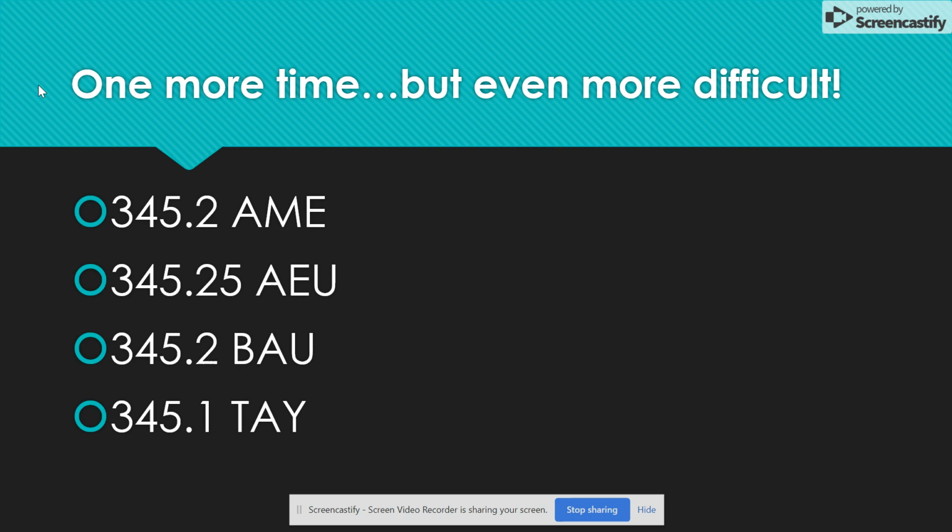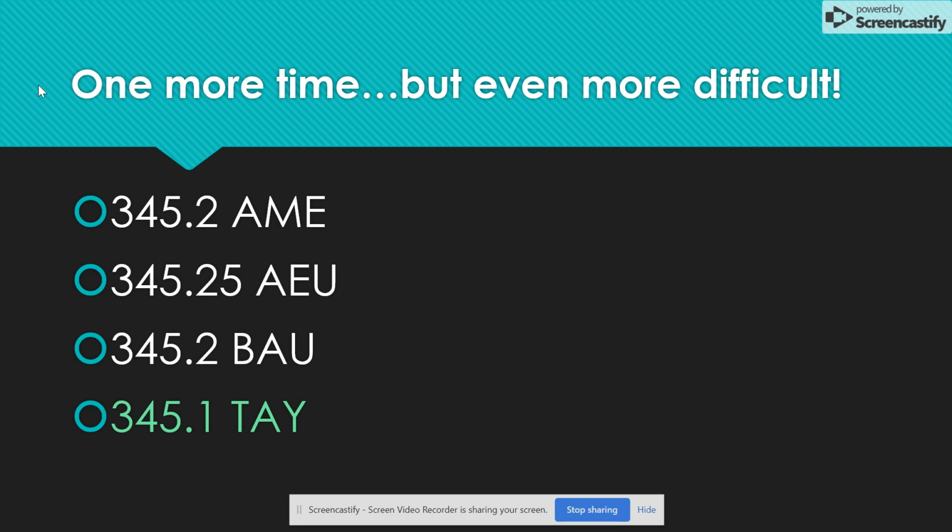The first book should be 345.1 PAY. Even though PAY comes after the AME, AEU, and BAU, remember we're always looking at the number first. And the number 0.1 comes before 0.2.